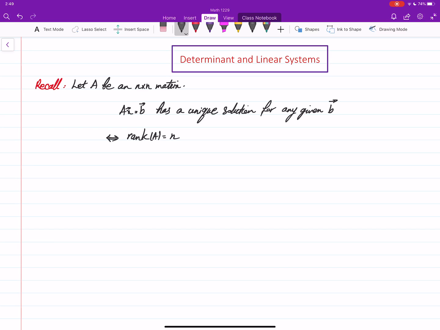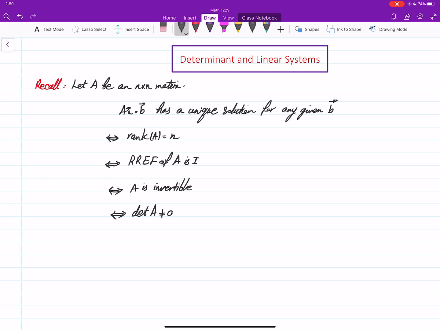In other words, this is equivalent to saying that the row reduced echelon form of A is the identity. And we know that that means that A is invertible. But invertibility has an equivalent version when you bring in the determinant. It means that the determinant of A is non-zero. This is if and only if.